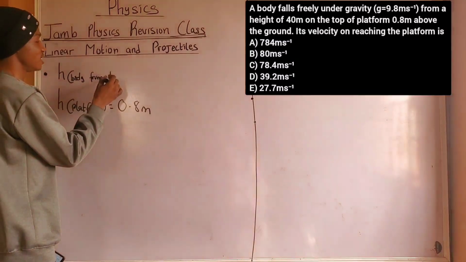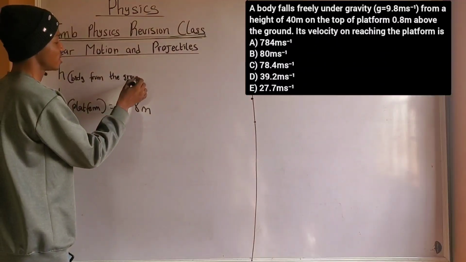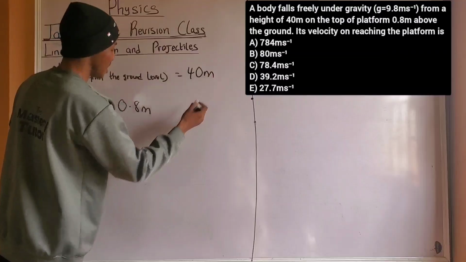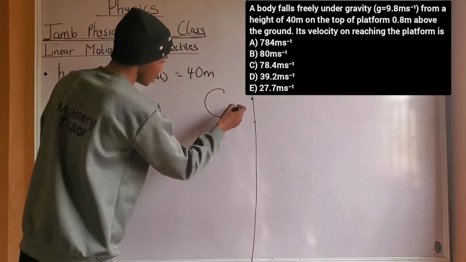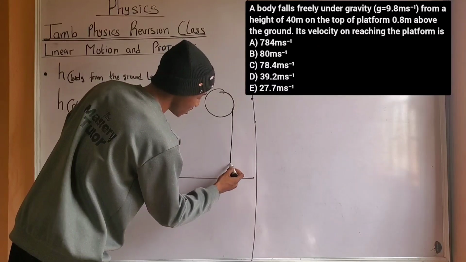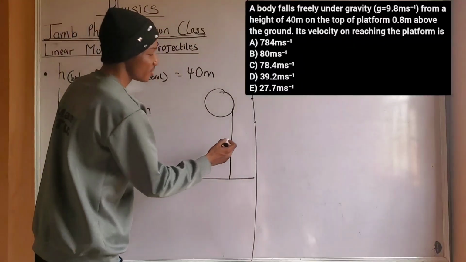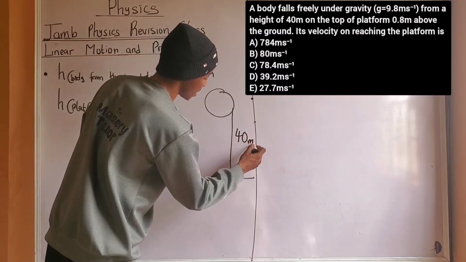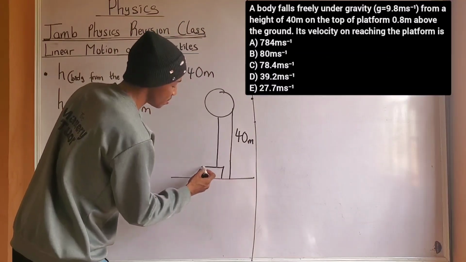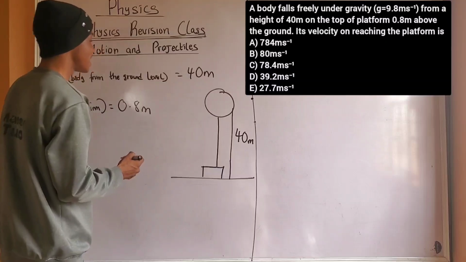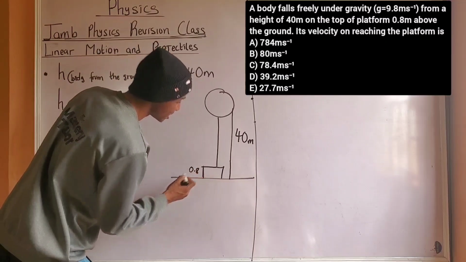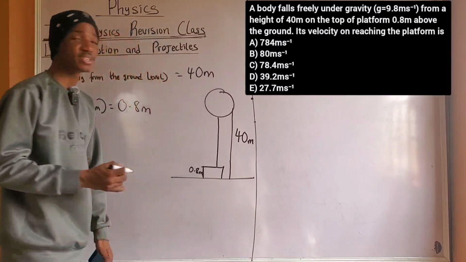From the ground level. I'm going to draw the diagram, don't worry. The height is equal to 40 meters. Let's say this is the body. The height of the body from the ground level is 40 meters. Now the body falls on a platform. This is the platform. The platform is 0.8 meters above the ground level. The height is 0.8 meters. Are you getting it?